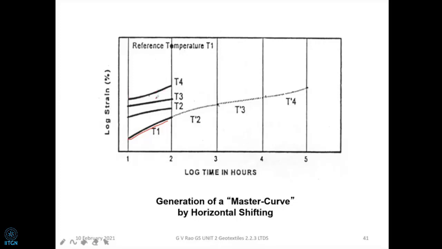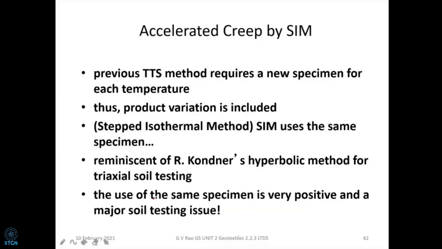So we are transposing and superposing these things now, converting them, so that the effect of high temperature is such that each temperature increase is going to be equal to one log cycle. That's why we are getting this curve now. This is what we call generation of a master curve by horizontal shifting. This is what we call the SIM method, the stepped isothermal method. So this is what we call accelerated creep by the SIM method, the accelerated stepped isothermal method.